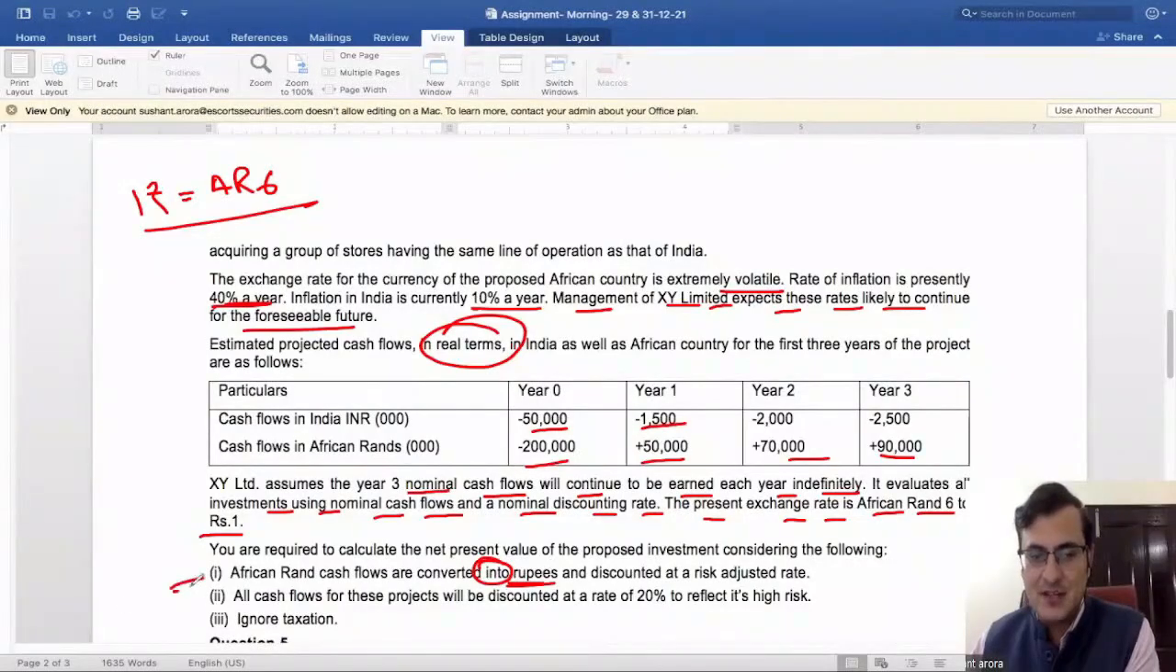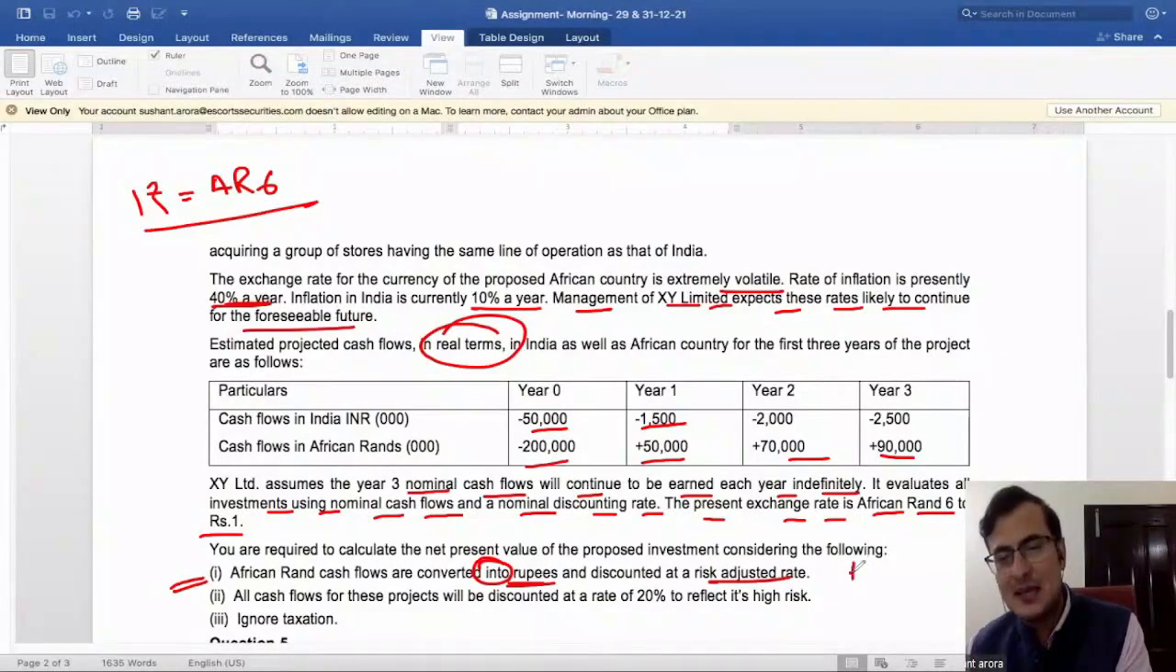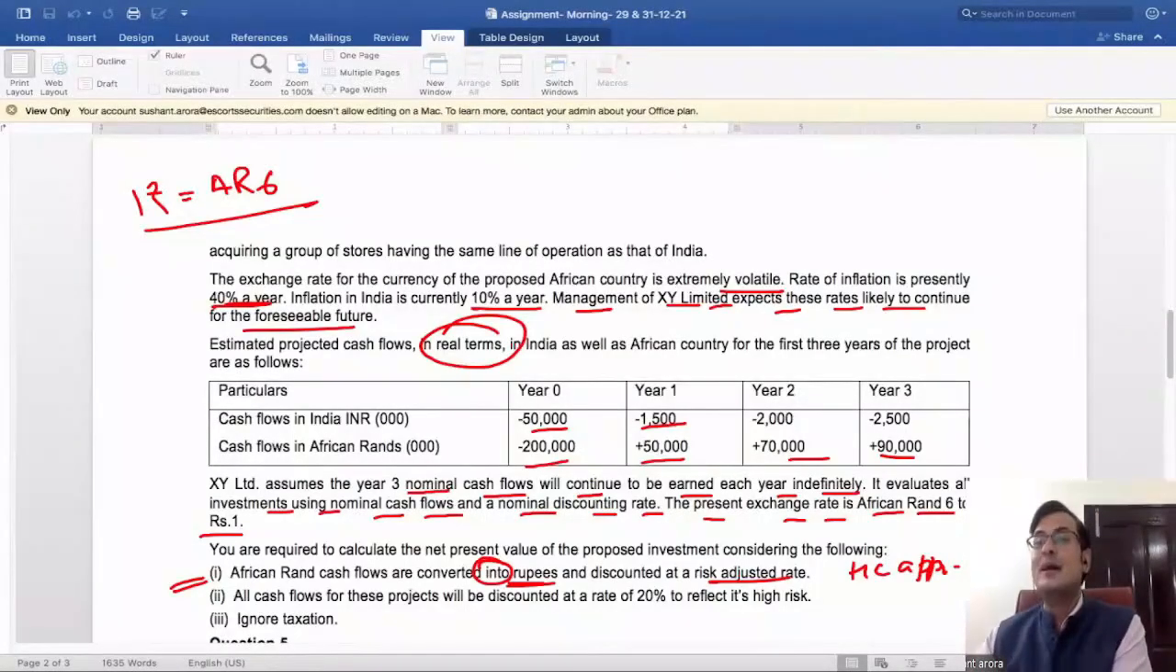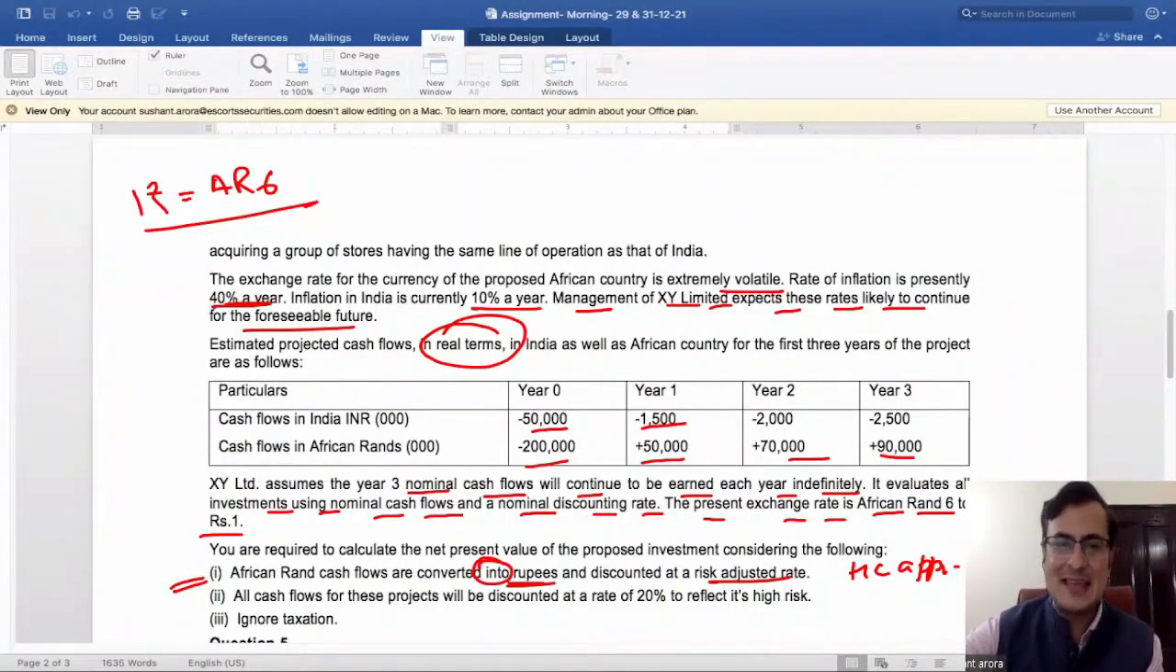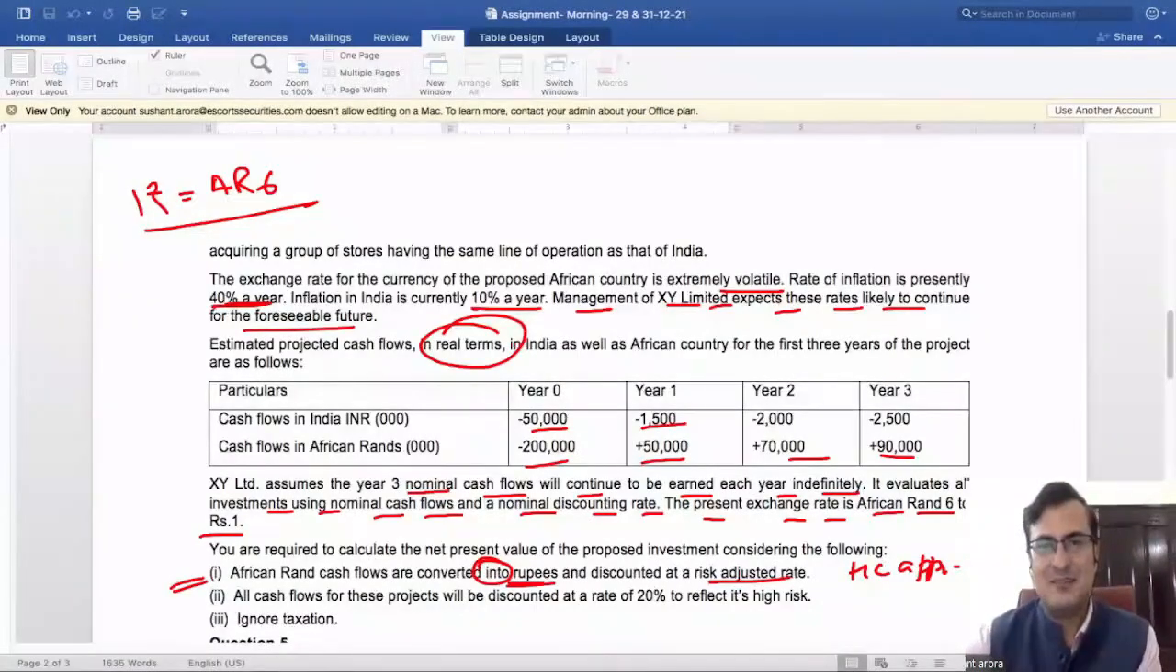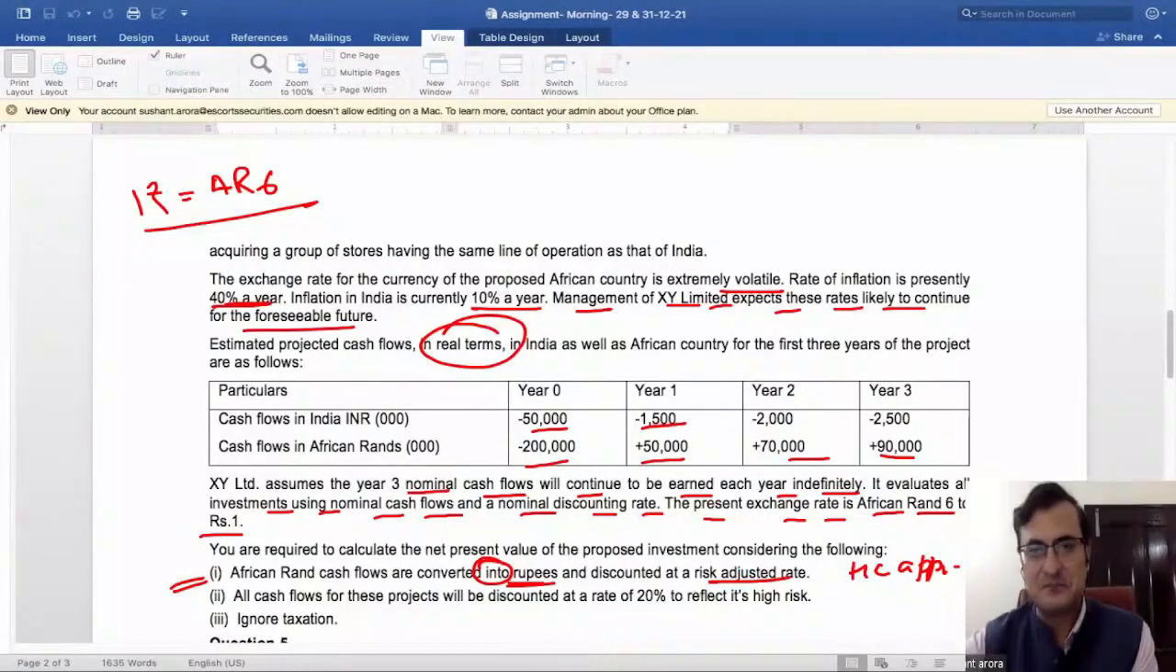Look at the first requirement, beta. African Rands cash flows are converted into rupees and discounted at the risk adjusted discount rate. Now tell me, home currency approach or foreign currency approach? Please tell me. Let's see who knows the example which we started in the starting. Who remembers it? So I'm saying as per requirement number 1, what is it? Is it a home currency approach or is it a foreign currency approach? That you need to tell me over here.